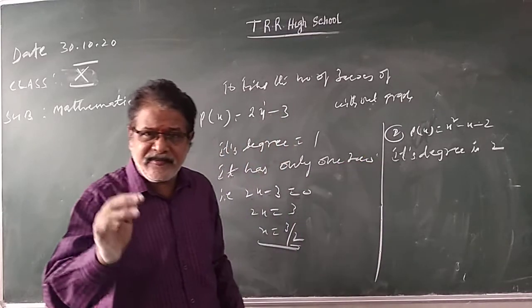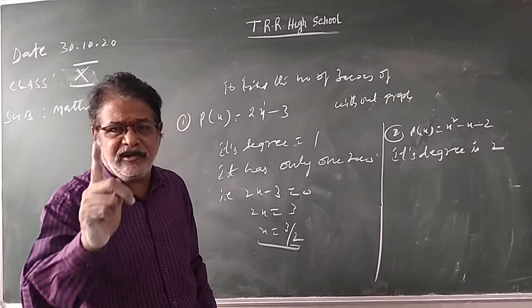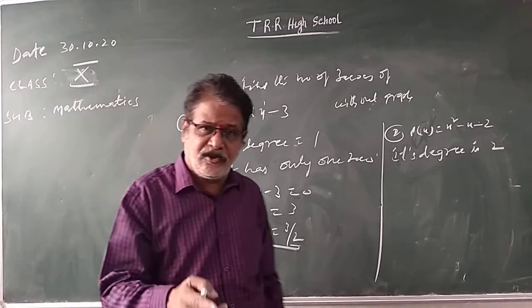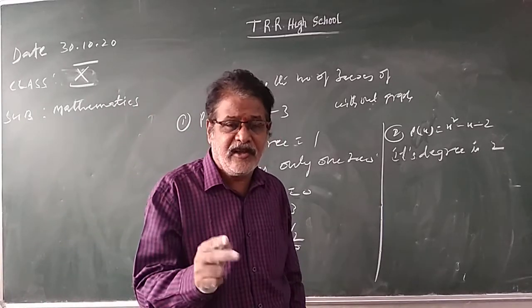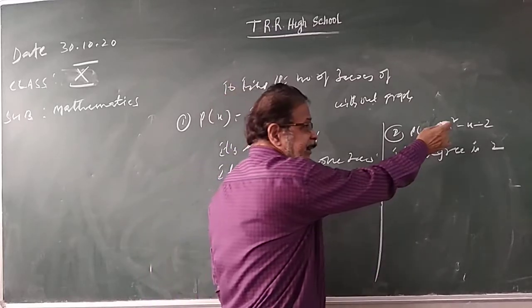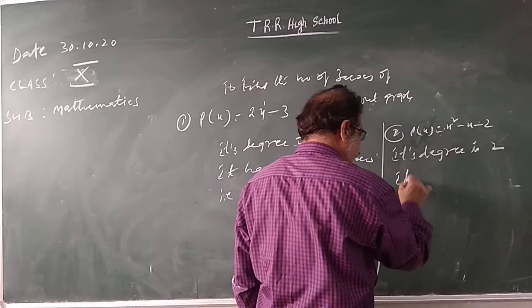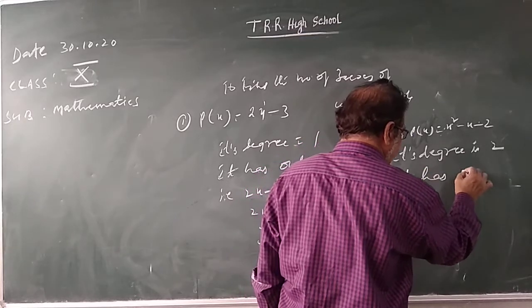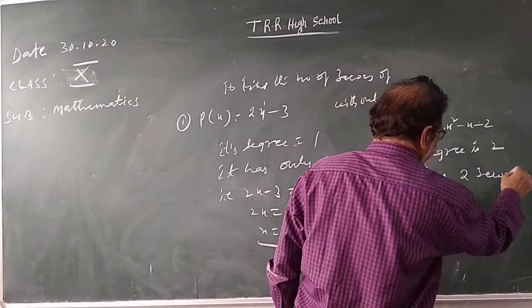The number of zeros depends on its degree. As the degree is 1, it has 1 zero. As the degree is 2, it has 2 zeros. As the degree is 3, it has 3 zeros. As the degree is 4, it has 4 zeros. So this is second degree, quadratic. So it has how many zeros? It has 2 zeros.